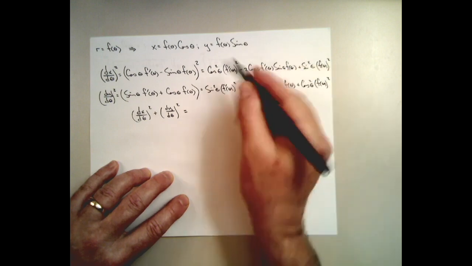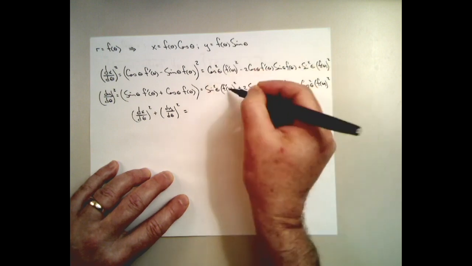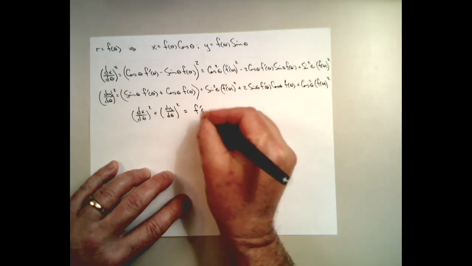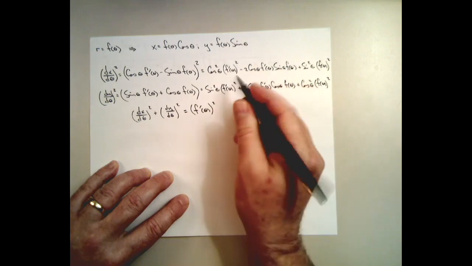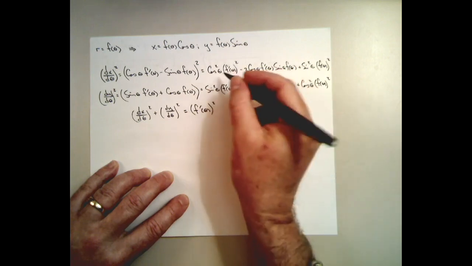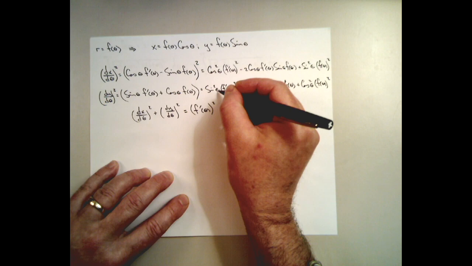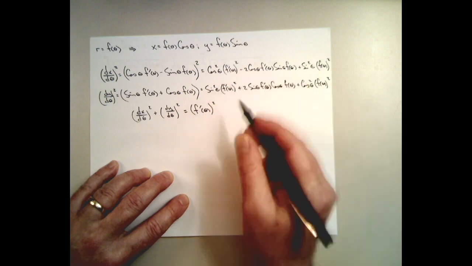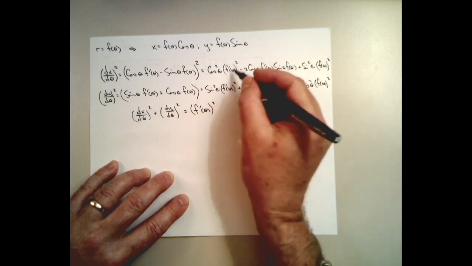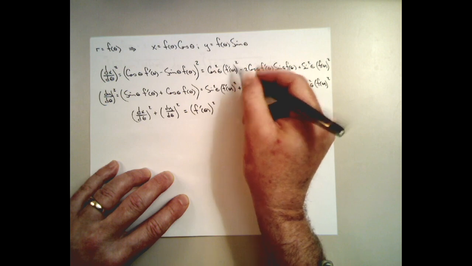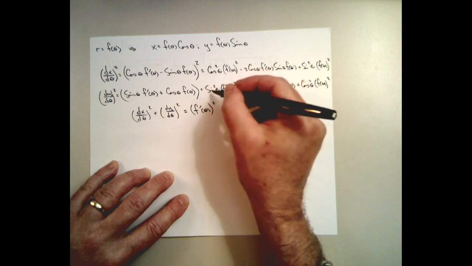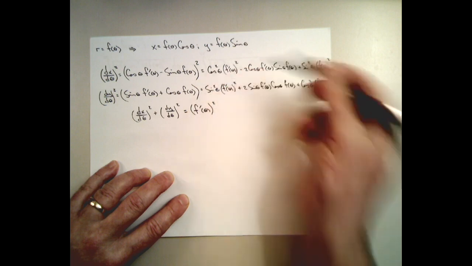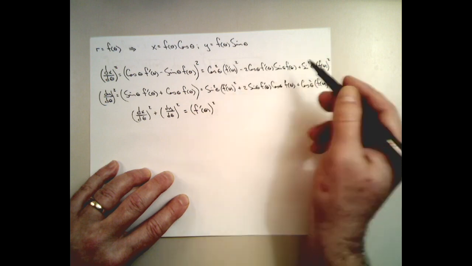And so let's see, adding these two together, I could factor out f prime theta squared. And I'll be then multiplying that by cosine squared theta plus sine squared theta. Oh my gosh, that's 1. So whenever I factor out f prime theta squared, I'm going to be multiplying that by 1. Awesome. So that simplifies markedly.